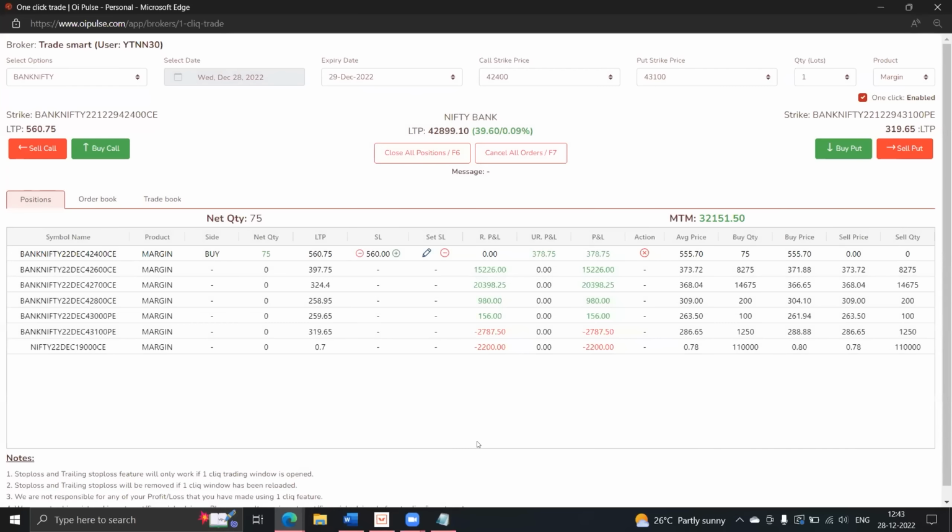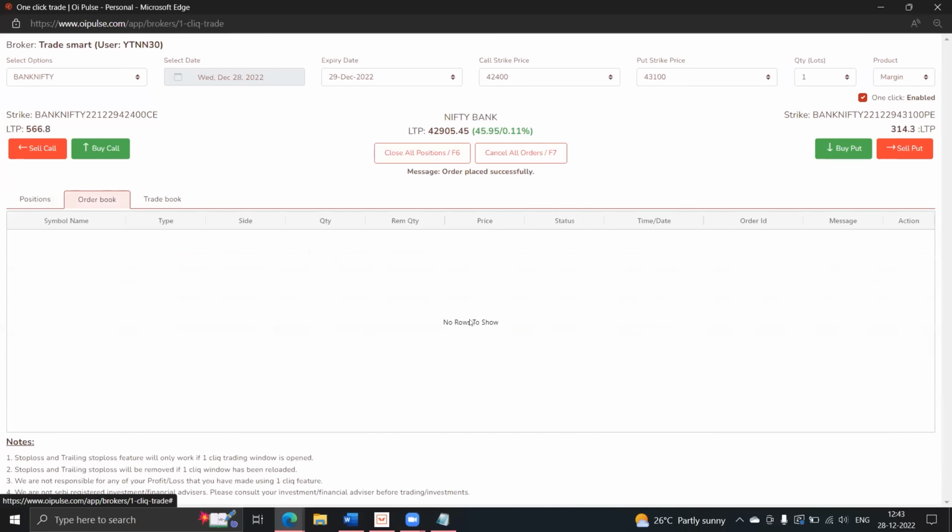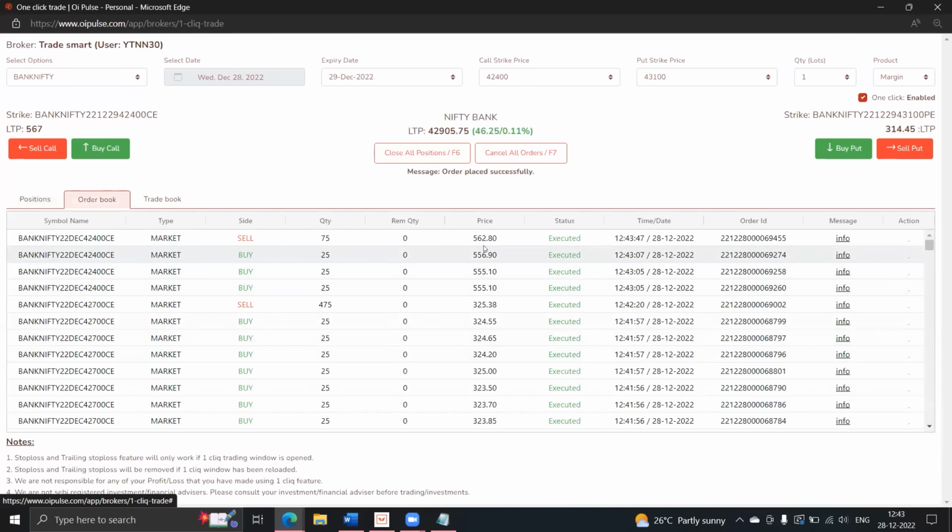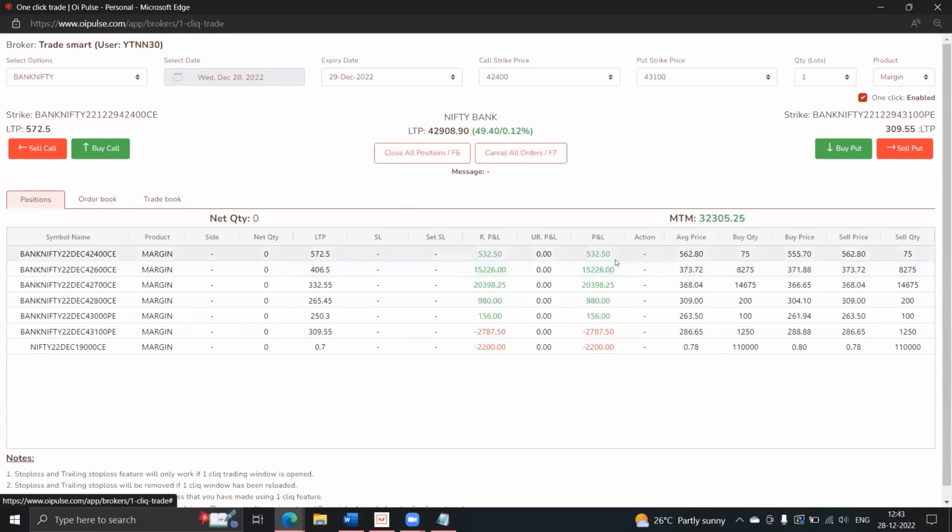I placed it at 560. So I'm not going to be losing this trade. I can keep trailing it because my average is 555. It is already at 565 and I've kept 10 rupees now. So 10 rupees above my level at which I bought, it is going to get triggered. Now it got triggered. Due to illiquidity, it got triggered at 562.82, 75 quantities. We got around 500 rupees on that one.